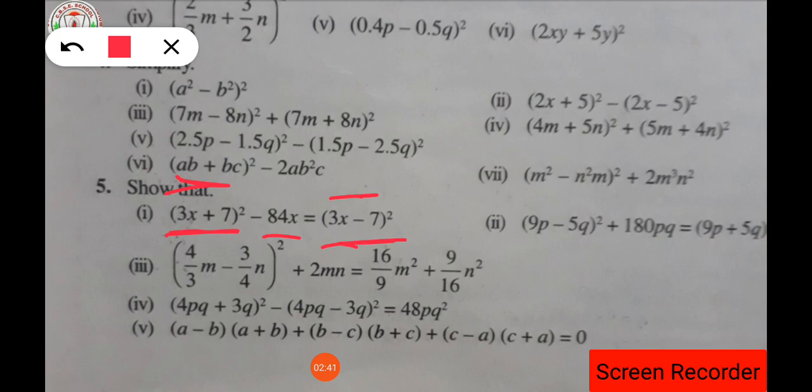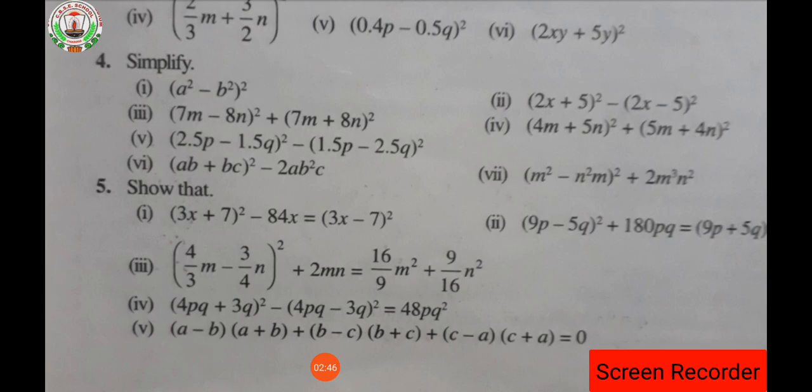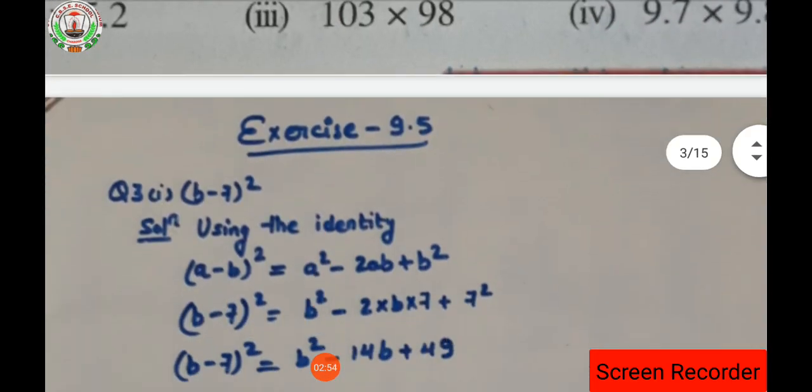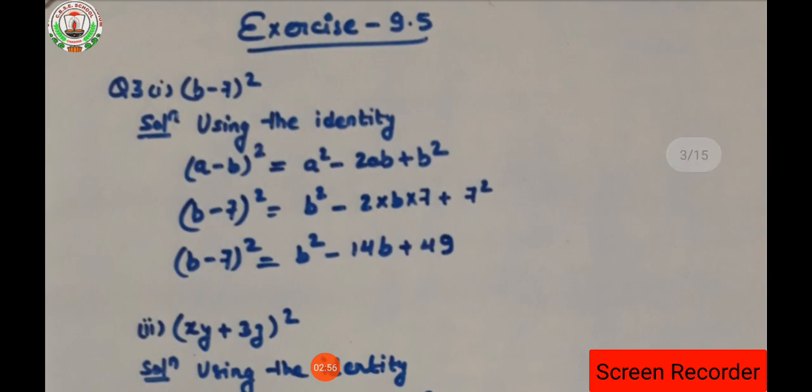After expanding you have to solve. Then you have to see whether LHS and RHS are coming equal or not. If it is coming equal, that means it is verified. If it is not coming equal, that means it is not verified. Clear? Now one by one we are going to see the solutions. So here is the first question solution.